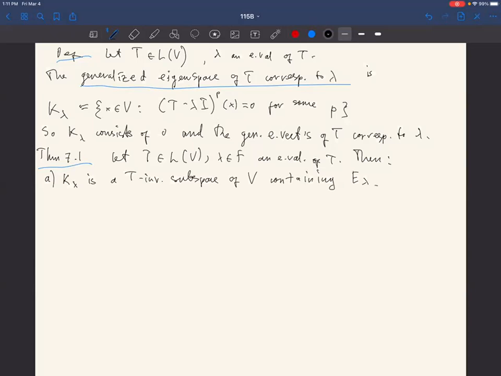Okay. So each generalized eigenspace contains the corresponding usual eigenspace. And part B, so we have that for every distinct eigenvalues, mu and lambda, of T, we have that the restriction of the linear operator T minus mu I to the generalized eigenspace K lambda is 1-to-1.